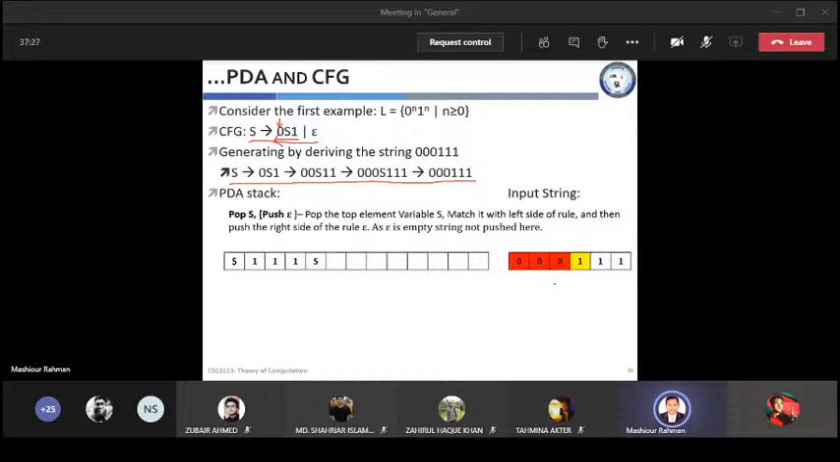When we say push epsilon, that means push nothing. So we pop S, but we push nothing. Or in other words, we pop S and push epsilon. Okay, so we pop S, push epsilon means push nothing.